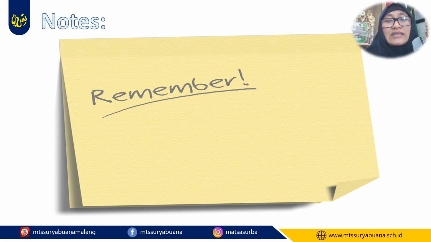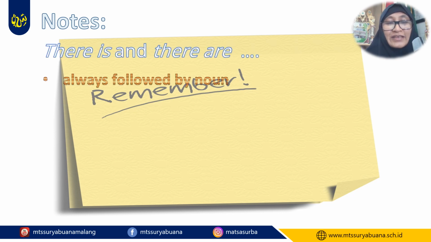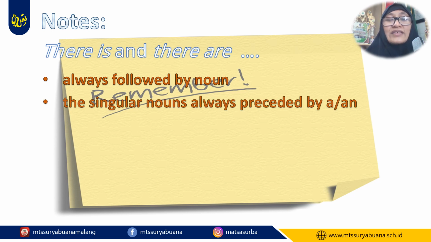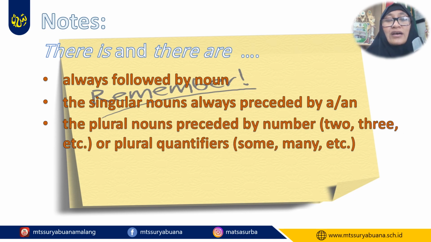Okay, let's pay attention to some notes about there is and there are. Right, in the sentences that we have discussed just now, the use of there is and there are are always followed by a noun. The singular nouns are always preceded by a or an. And the plural nouns are preceded by numbers 2, 3, 4, etc. Or some of them are preceded by plural quantifiers such as some, many, etc.